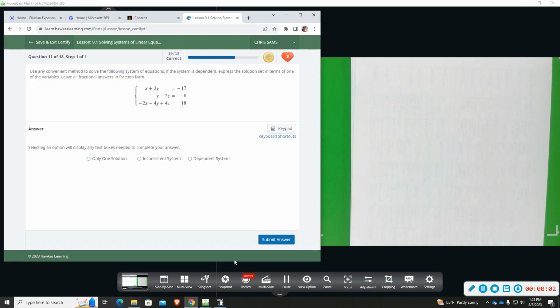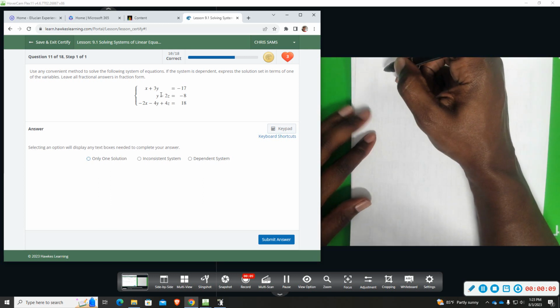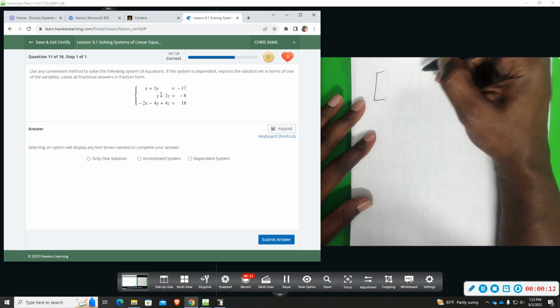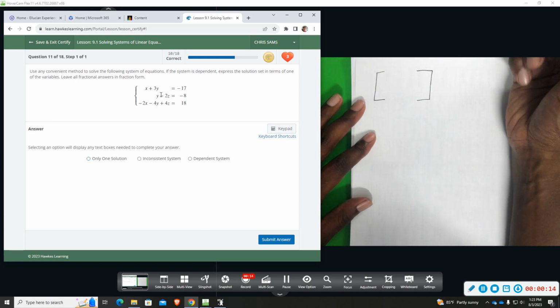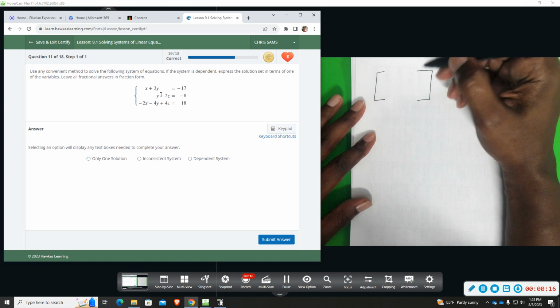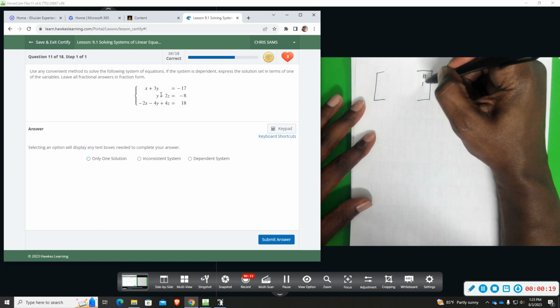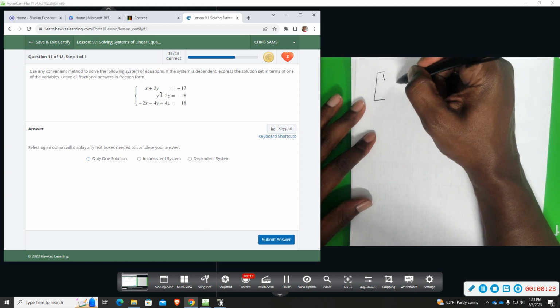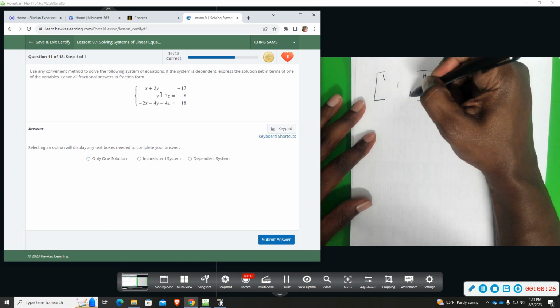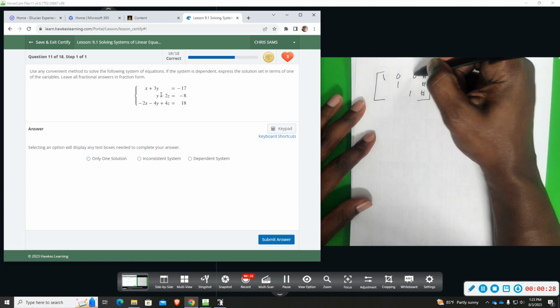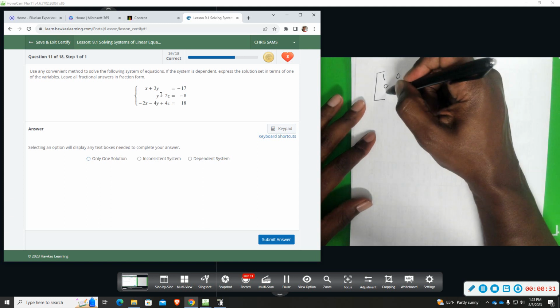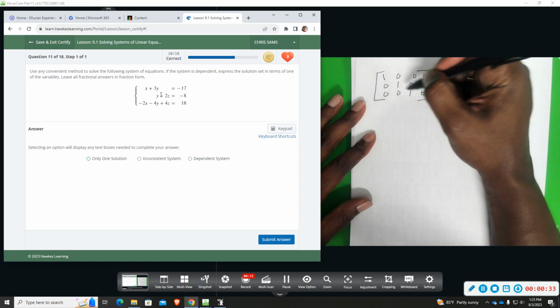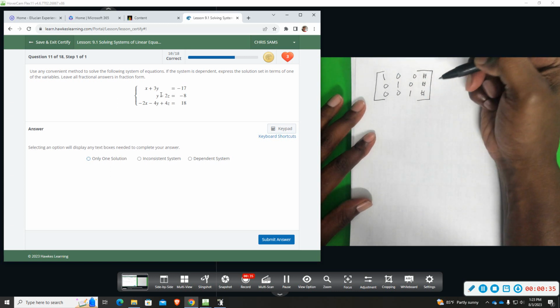All right, with number 11, this one is also another system of 3 equations. So I want to try to show you how to do this one in the calculator. And this is what we're going to be looking for. Once you make sure all your terms are lined up, we're going to put this in the matrix form. And what I'm looking for is a 1 down the diagonal, and then zeros everywhere else. So it'll be 1, 0, 0, 0, 1, 0, 0, 0, 1.